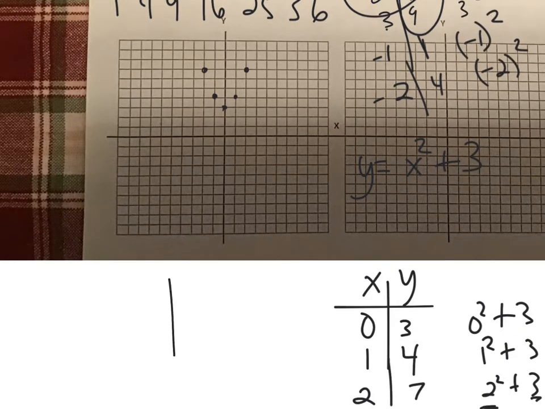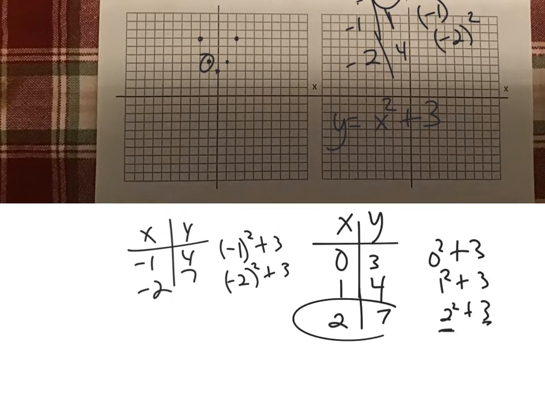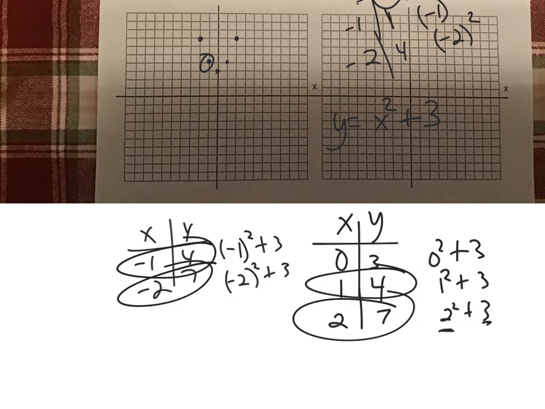If I put in -1, -1 squared plus 3, that's 4 again, and that's that point right there. And then -2 would be -2 squared is +4 plus 3 is 7 again. So these mimic each other. These two are the same. And these two are the same, aren't they? Okay, because they mirror each other. That's part of what a parabola is.